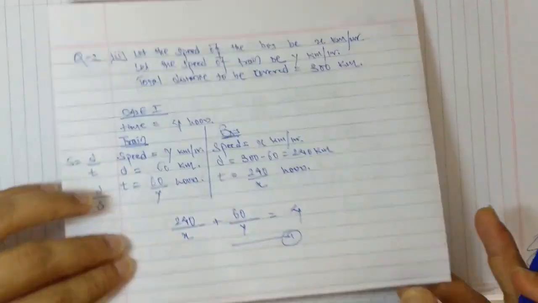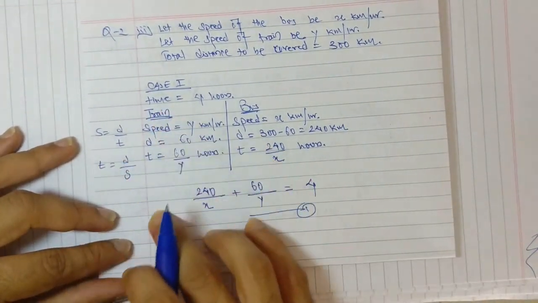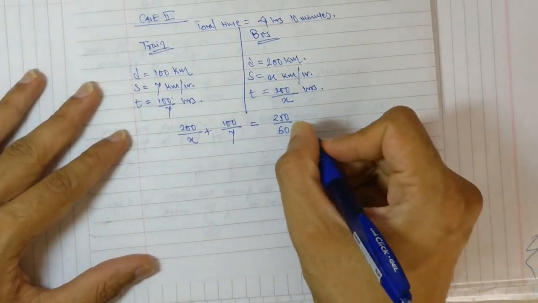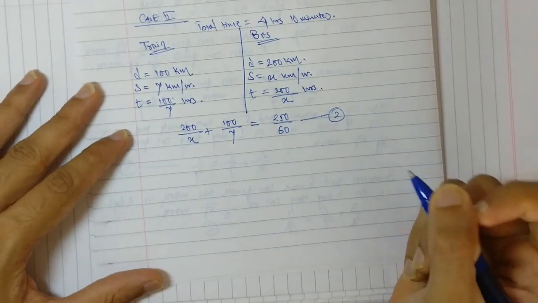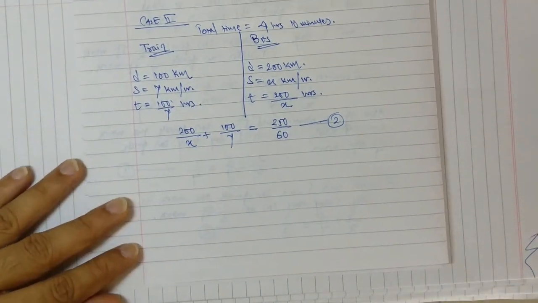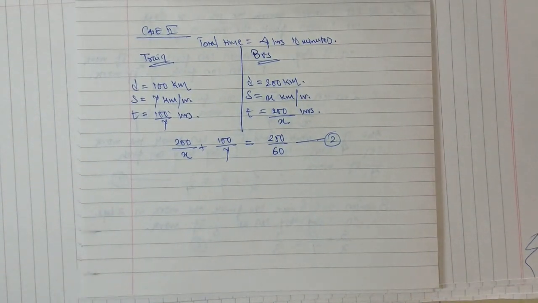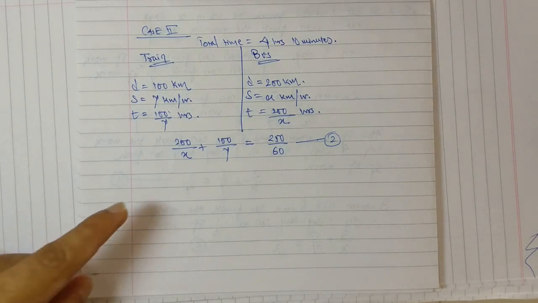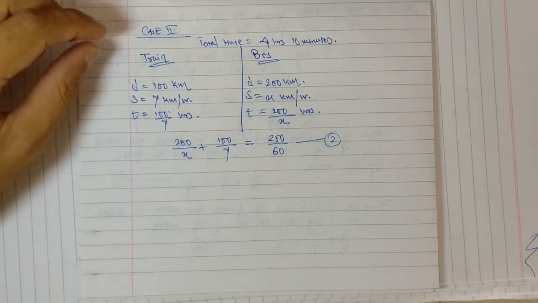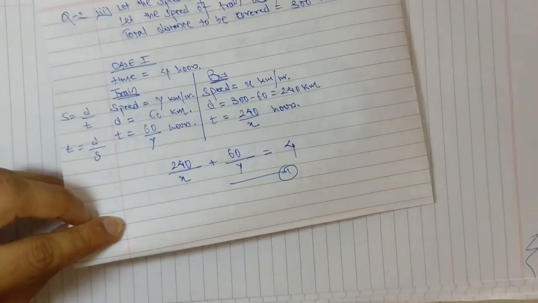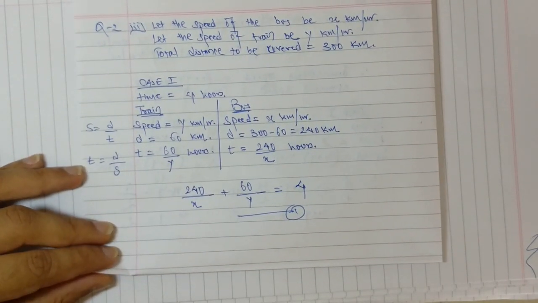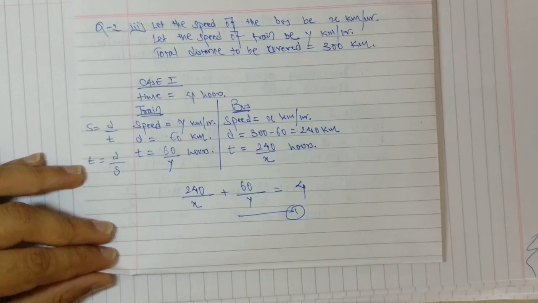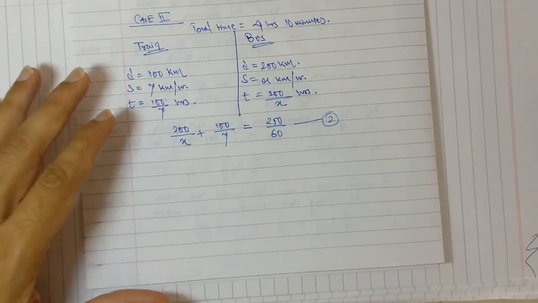So this was my case 1, from which I got the first equation. This is my case 2, from which I got the second equation. Please note these things down, and you have to solve these two equations and find the value of x and y. But don't forget to take 1 by x as a and 1 by y as b in both the equations, and then solve it. So this was an interesting question.